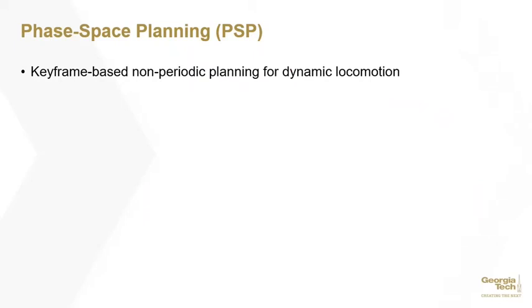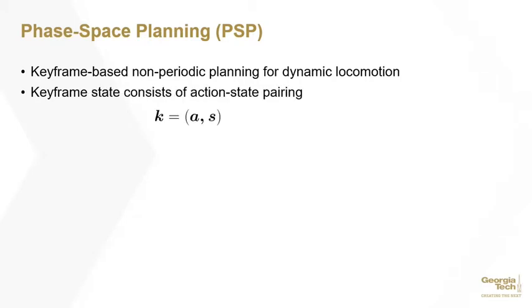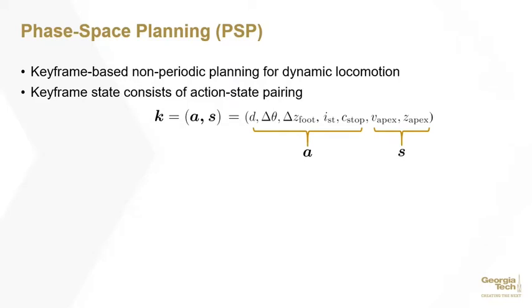We use phase-based planning to generate the trajectories. Phase-based planning is a keyframe-based non-periodic planning for dynamic locomotion. A keyframe state consists of an action-state pairing. The action includes a step length, heading angle change, change in stepping height, foot stance, and stopping command. The state consists of center of mass apex velocity and center of mass apex height.